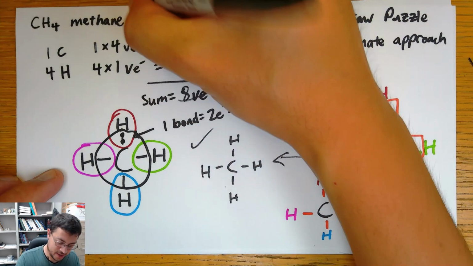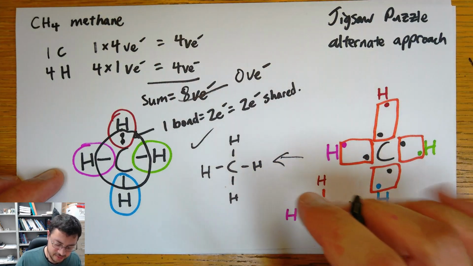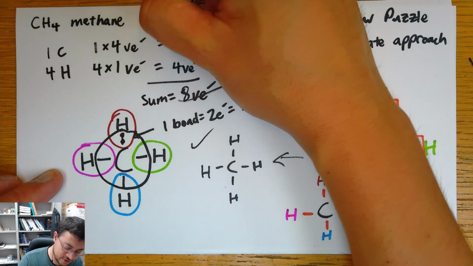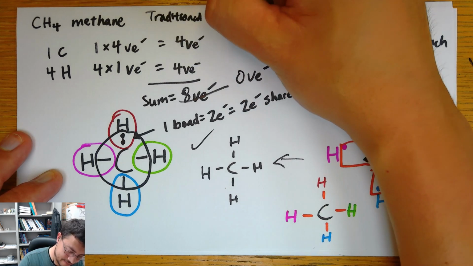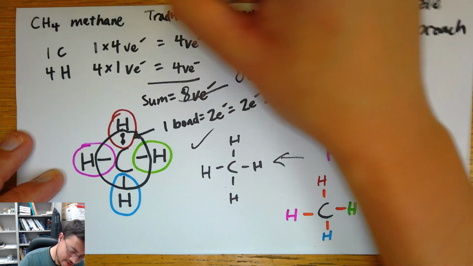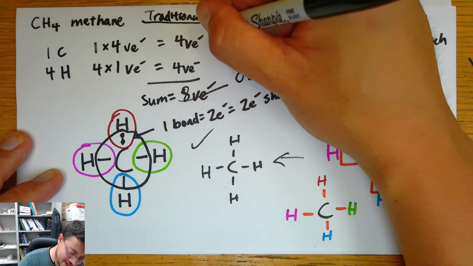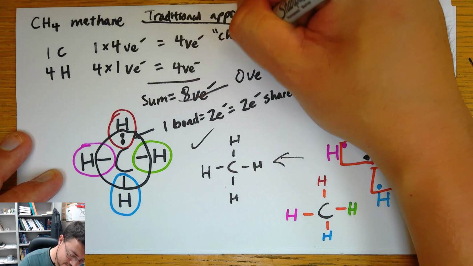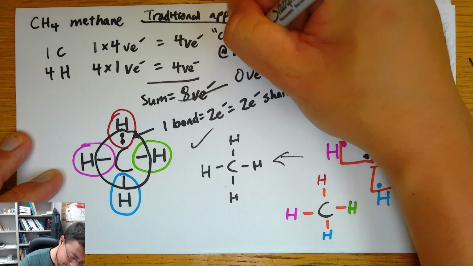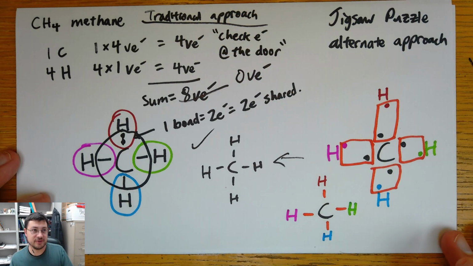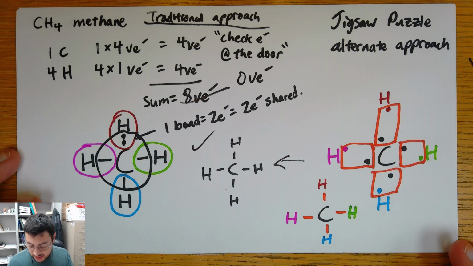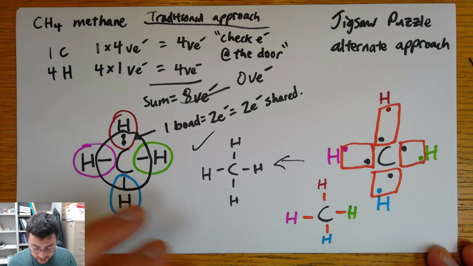Methane, and we did it with both approaches. This was on the left, a traditional approach, which I kind of nicknamed check electrons at the door. And then we had the jigsaw puzzle approach. Let's keep going. Next example.